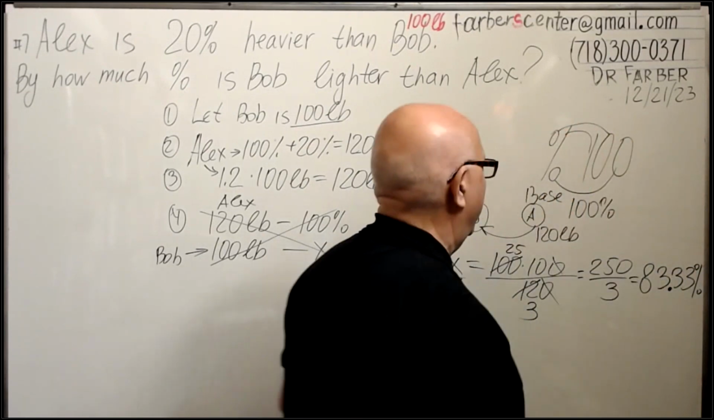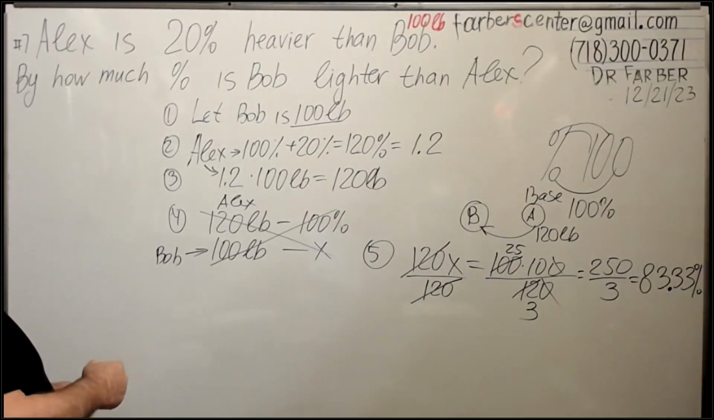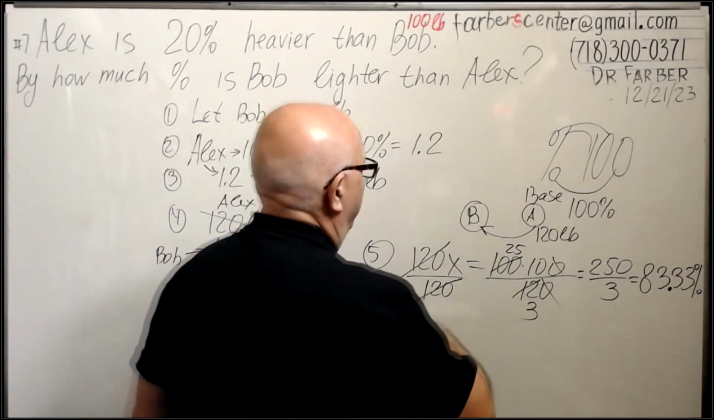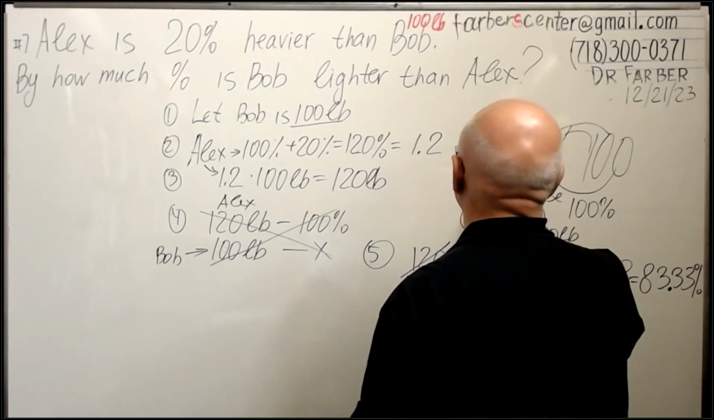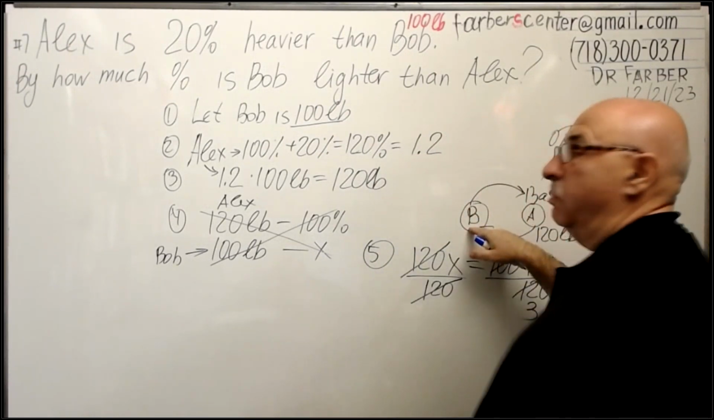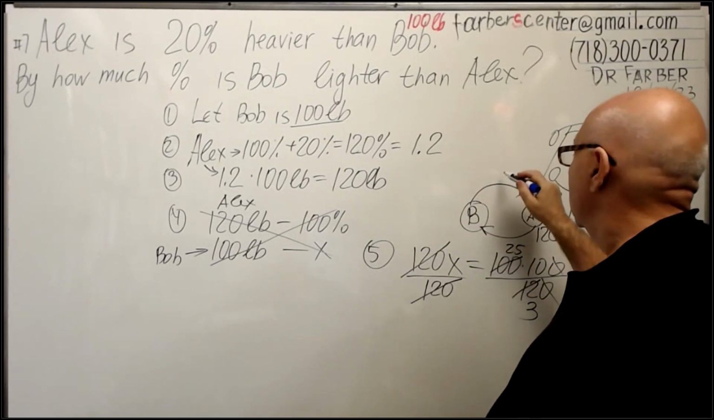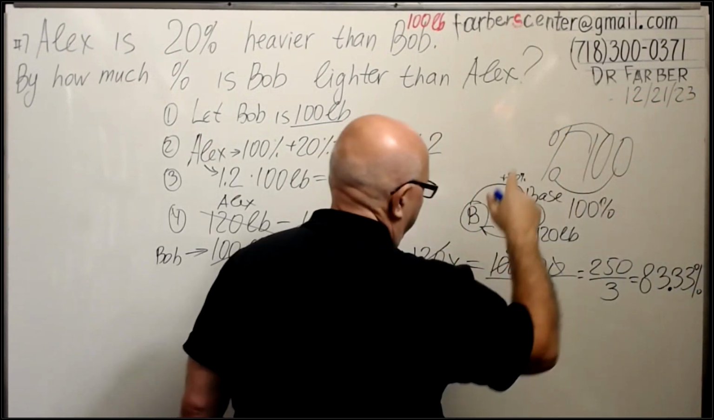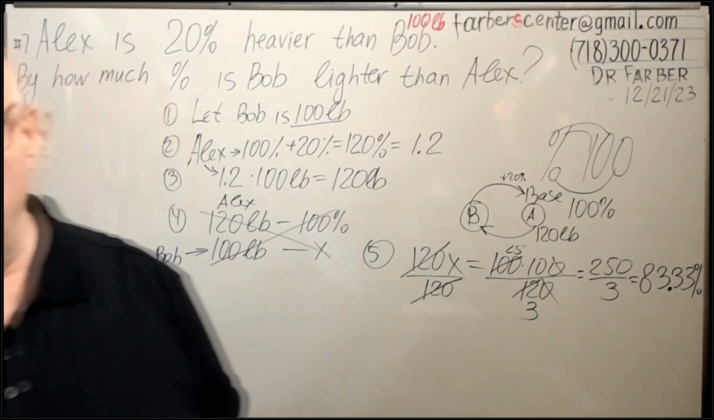This is a classical example for many tests. And many people think if it is 20% heavier, then the other is 20% less. Not at all. Why? Because you move in different directions. When you go from Bob to Alex, the base is Bob, and it increased 20%. But when you go back, the base is a absolutely different person. And that's why you get this answer.